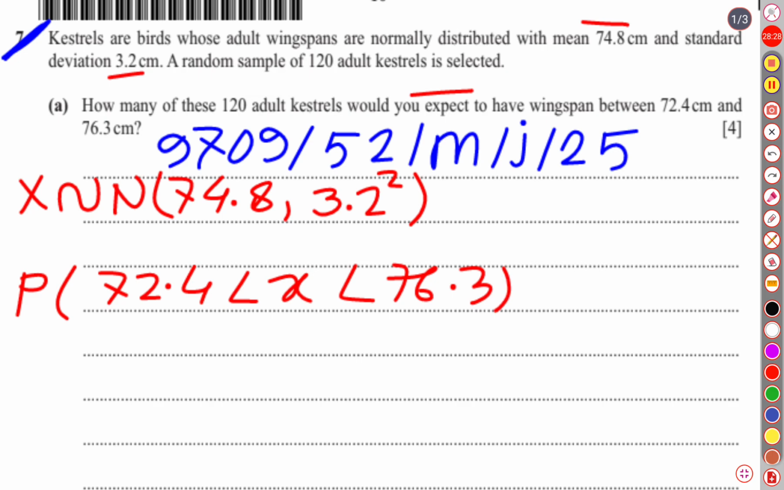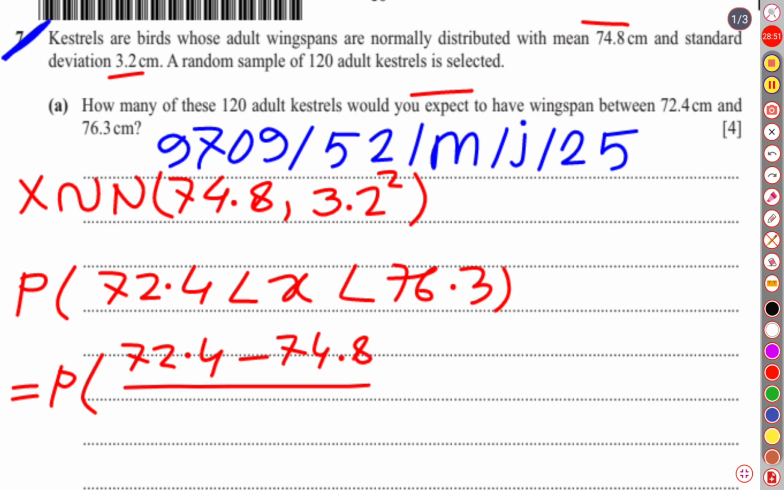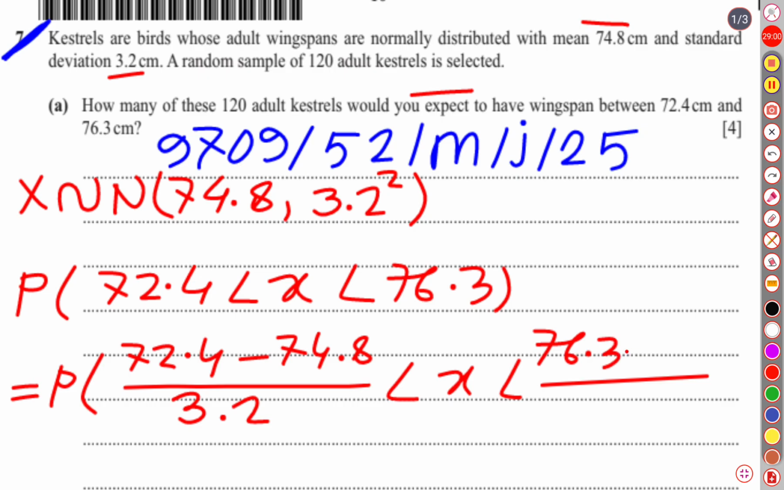Now we will have to standardize this score. You know how to standardize this score. It is 72.4 minus our mean value, which is 74.8, over the standard deviation, which is 3.2, less than X and less than 76.3 minus the mean value 74.8 over the standard deviation, which is 3.2.